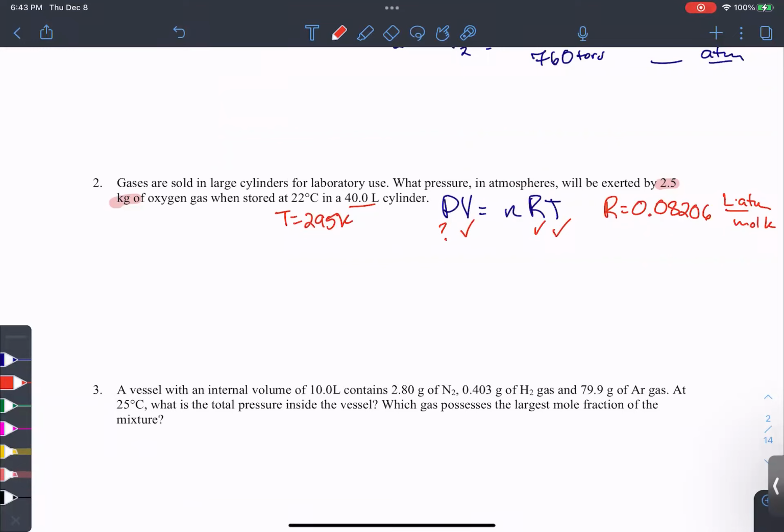Moles. Yeah. So N is moles. So to go from kilograms or grams to moles, we just use the molar mass of oxygen. What's the molar mass of oxygen gas? Okay. Yeah. Wow. You all yelling at each other. Be nice. Be nice.